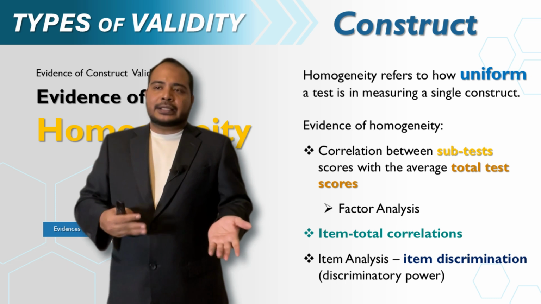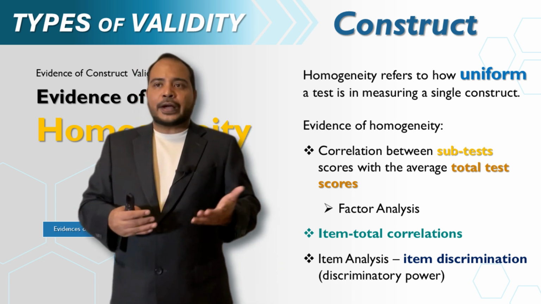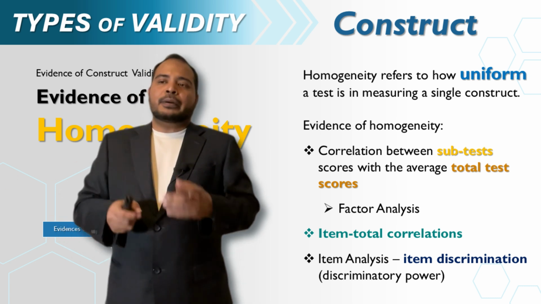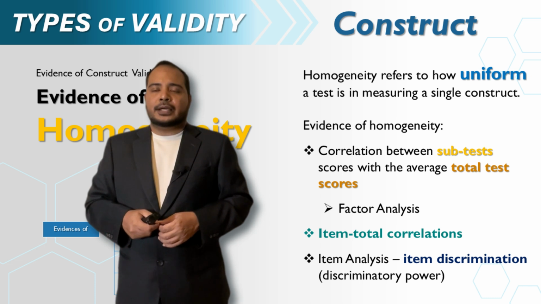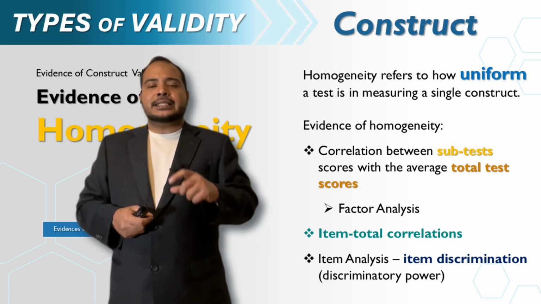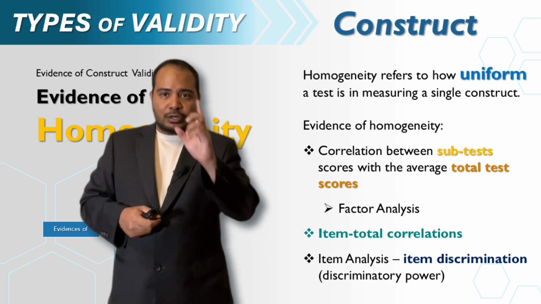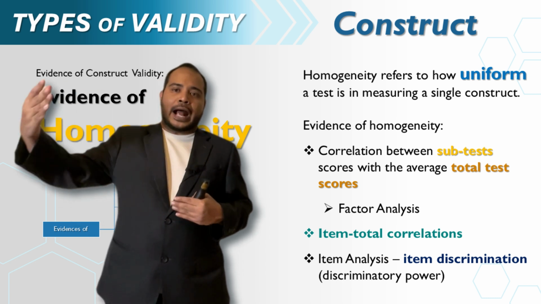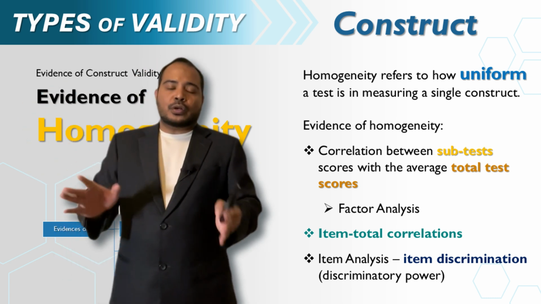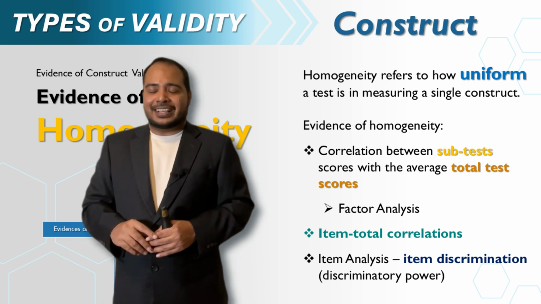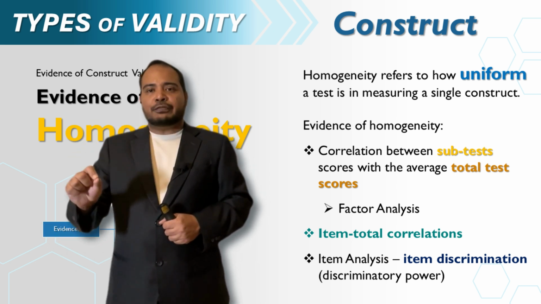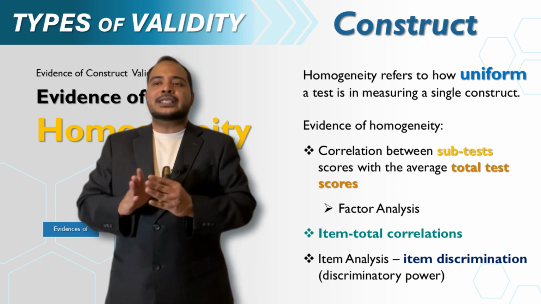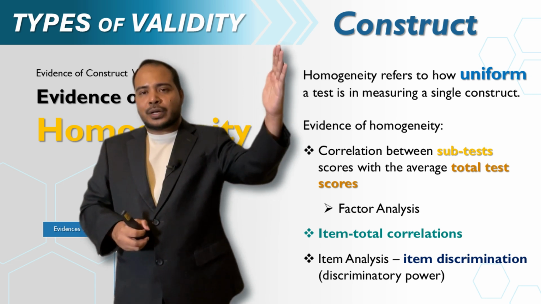Besides item-total correlations, we can also find evidence of homogeneity from item analysis, in particular by looking into item discrimination. Item discrimination indicates the discriminatory power of the items. You have to imagine like this: we will always have two groups of respondents, those who score high and those who score low. We do not consider respondents who are in between. In this case, if the item has discriminatory power, that item should be able to discriminate between high scorers and low scorers.